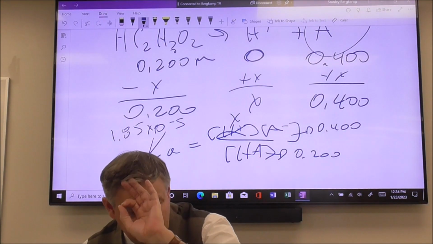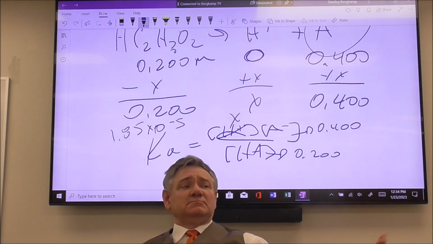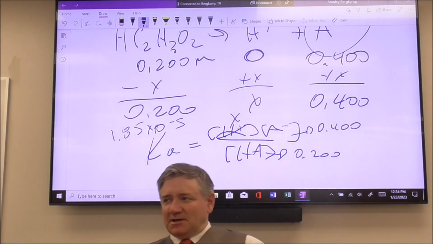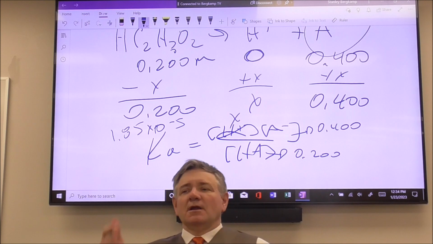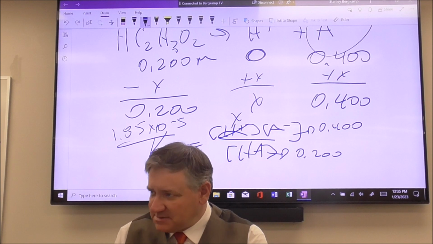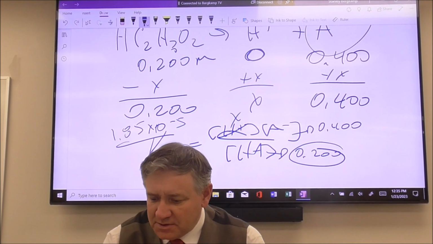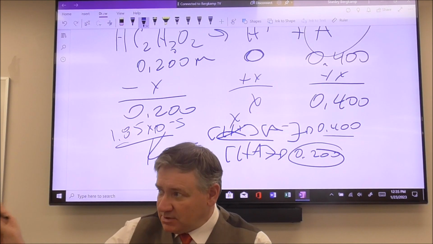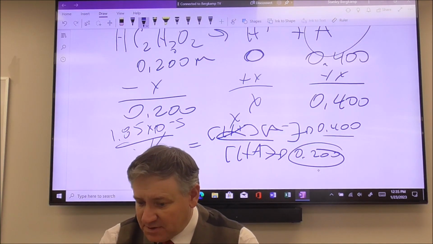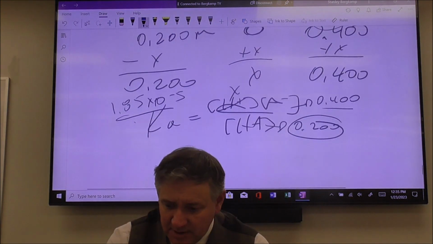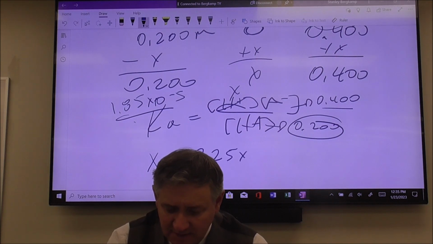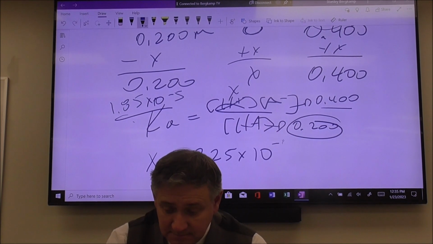So if you were a purist, the president of the KA Club, good for you. That'll look good on your college application. Okay? You can solve for X. So you can take 1.85 times 10 to the negative fifth, multiply that by 0.2, and divide that by 0.4. Somebody take 1.85 times 10 to the negative fifth, multiply that by 0.2, divide that by 0.4, and let me know what X is. 9.25 times 10 to the negative sixth. 9.25 times 10 to the negative sixth?